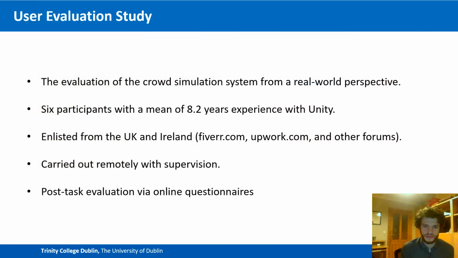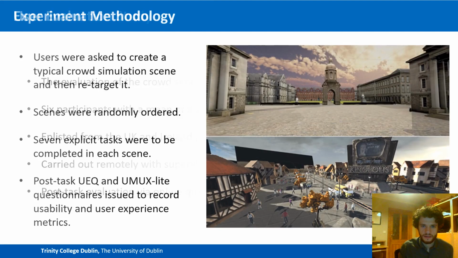Finally, we carried out a user evaluation study. This was a study from a real-world perspective that is somewhat reflective of current practices. The participants were asked to complete a ground-up simulation using the Unity game engine. Due to COVID-19 restrictions, this was all carried out online. The users were asked to create a crowd simulation scene and then retarget this scene to a second scene. Two unique 3D environments were used. Each simulation required 7 explicit steps to complete before retargeting to the second scene, and structured and open-ended post-task questionnaires were used to capture the immediate impressions of the software in action.